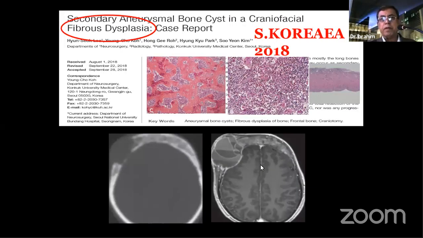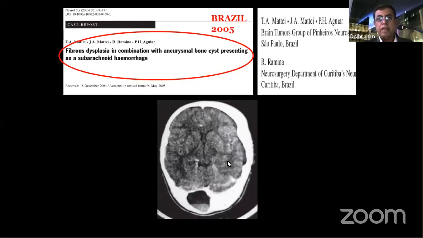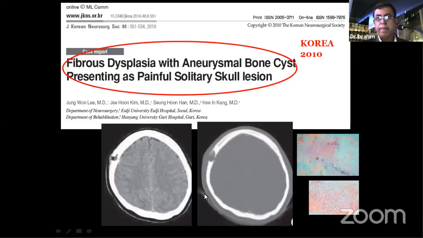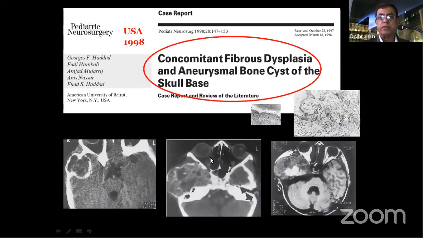Papers about this aneurysm developing inside fibrous dysplasia from South Korea, 2018. You can see how it started, fibrous dysplasia, and how it ends, aneurysmal bone cyst inside it. Another paper from Brazil, again, a combination of fibrous dysplasia and aneurysmal bone cysts. From Korea, 2010, the same thing, a lesion containing both elements, fibrous dysplasia and aneurysmal bone cysts. From USA, concomitant fibrous dysplasia and aneurysmal bone cysts. Here it starts like this, it goes like this.